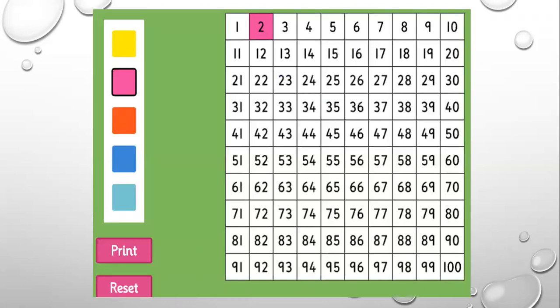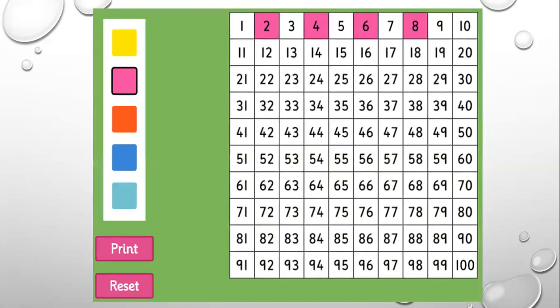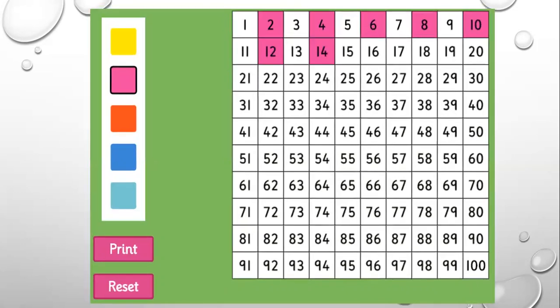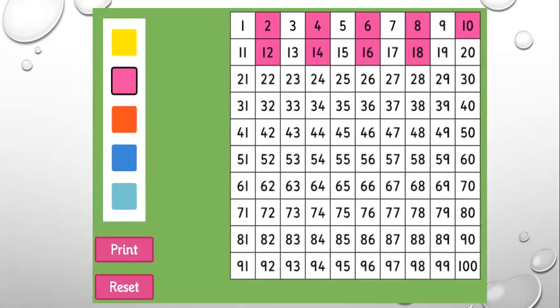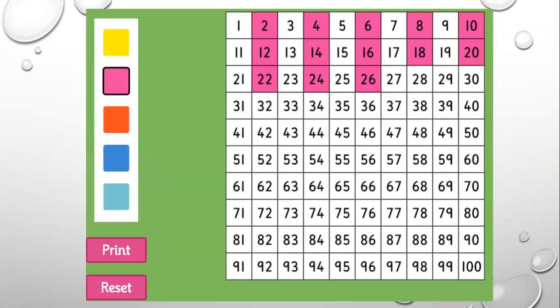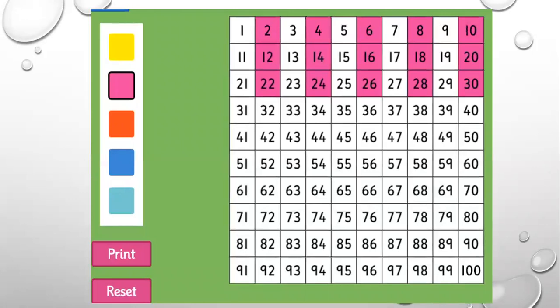So we are going to start counting in twos. You can count along with me. We are going to start counting from 2. So 2, 4, 6, 8, 10, 12, 14, 16, 18, 20, 22, 24, 26, 28, 30. You can continue this count up to 100.